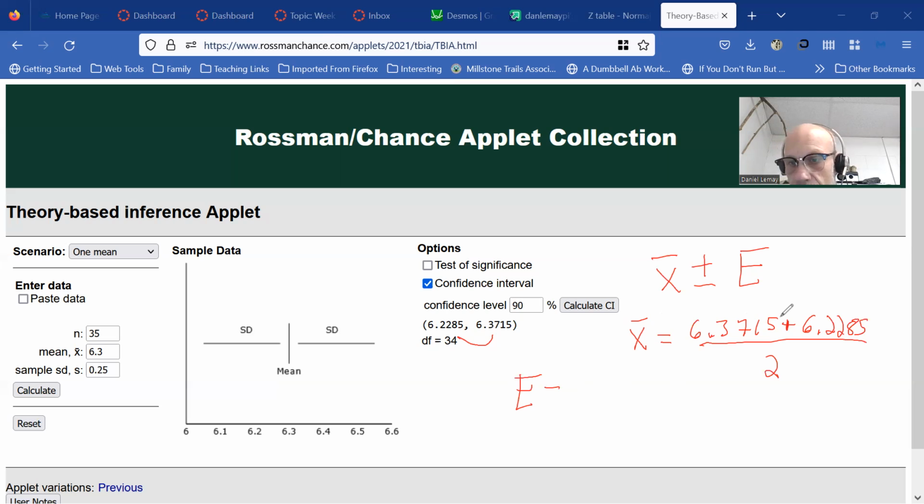So I'm going to restate this because I messed you up. To find the middle, we have to add the 2 numbers, divide by 2. If I want to find the margin of error, that's when we subtract them, right? We're going to do 6.3715 minus the lower number, 6.2285. Then divide that by 2 because that's the width, right?